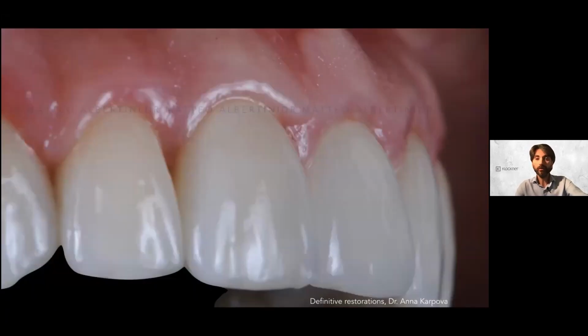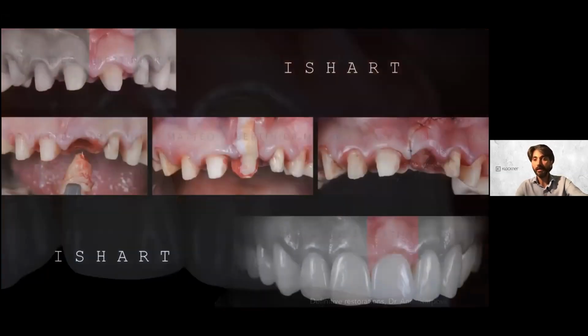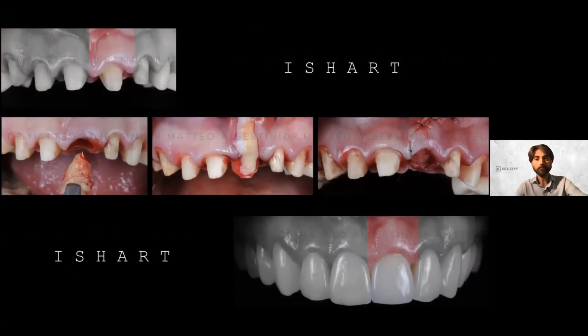So I can show you other cases. This is a 2.1 restored by Dr. Anna Karpova with the same protocol. So no incision, no scars, and in this case it was all in one shot.